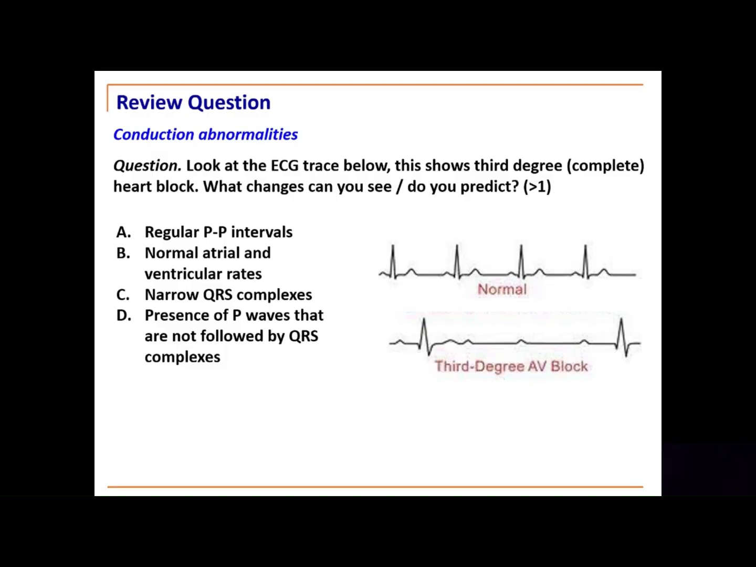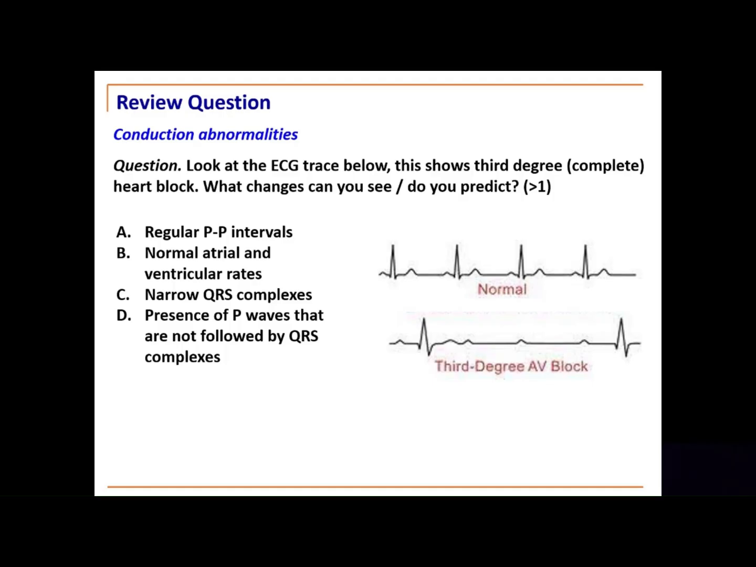Do we see narrow QRS complexes? And again, you can see just by looking at it that this is incorrect. Okay, third degree heart block typically results in this whole dissociation between the atrial and ventricular rhythms. And because the ventricular rhythm originates below the AV node, you tend to get widened QRS complexes, and that's what you can see here.